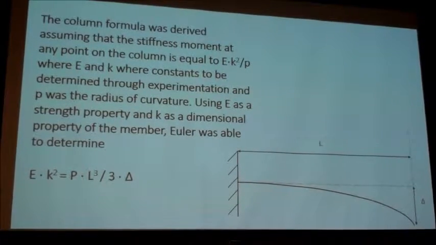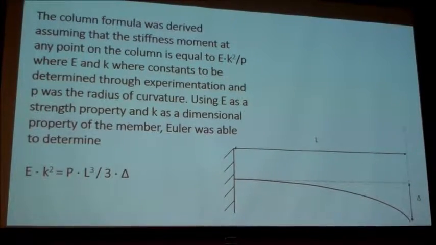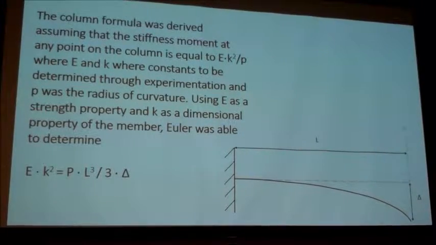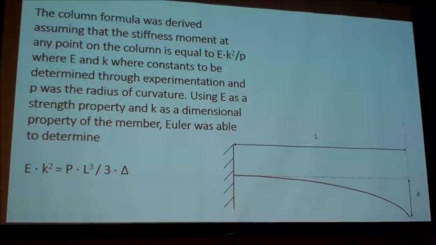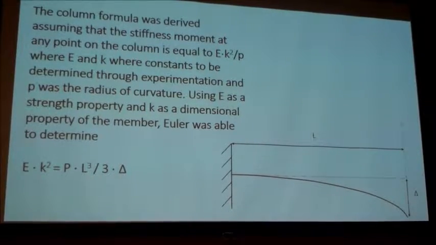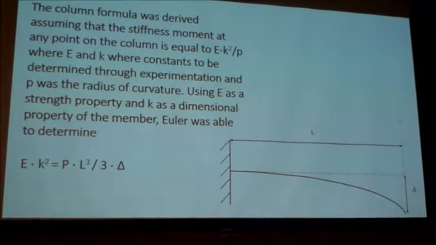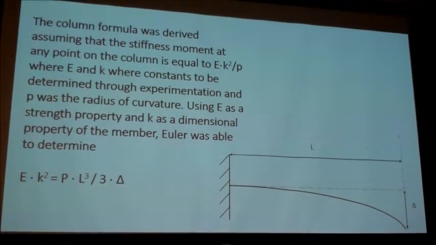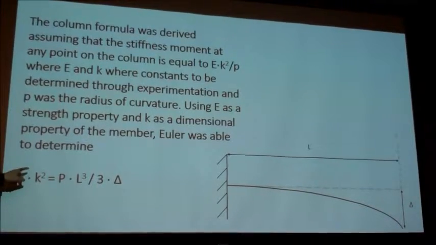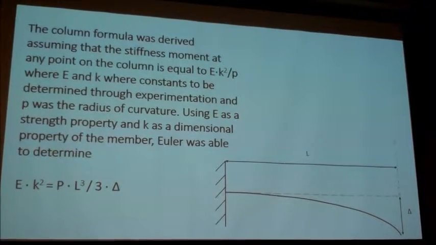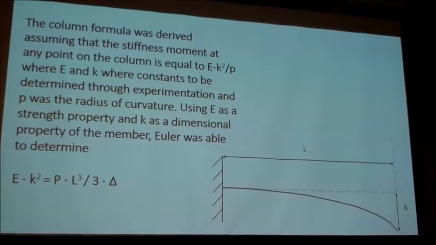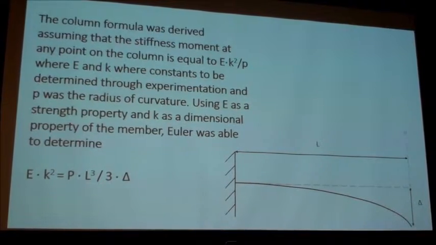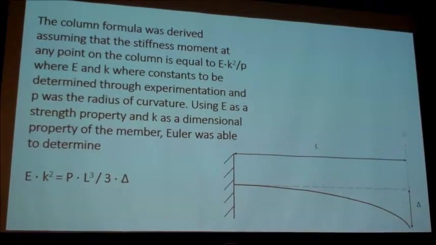The column formula was derived assuming that the stiffness moment at any point on the column is equal to E times K squared over rho, where E and K were constants to be determined through experimentation, and rho is the radius of curvature. Using E as a strength property and K as a dimensional property of the member, Euler was able to determine that E times K squared is equal to the force times the unbraced length cubed divided by 3 times the deflection. So using this, you can find what the deflection at the end of the cantilever would be.